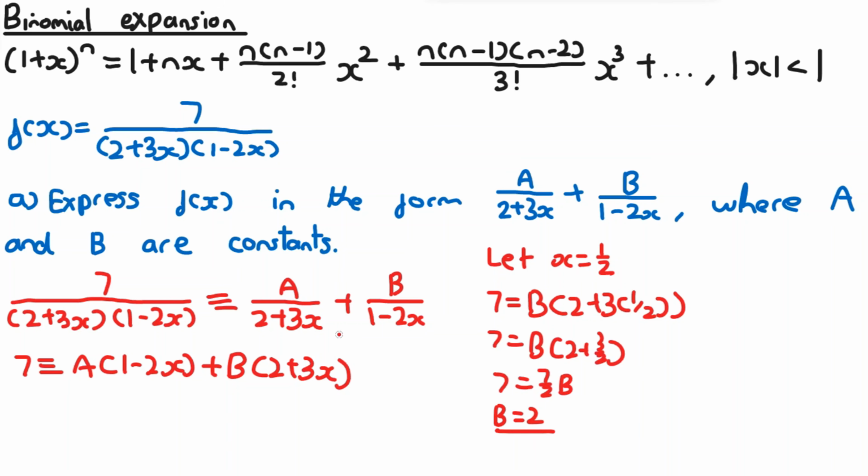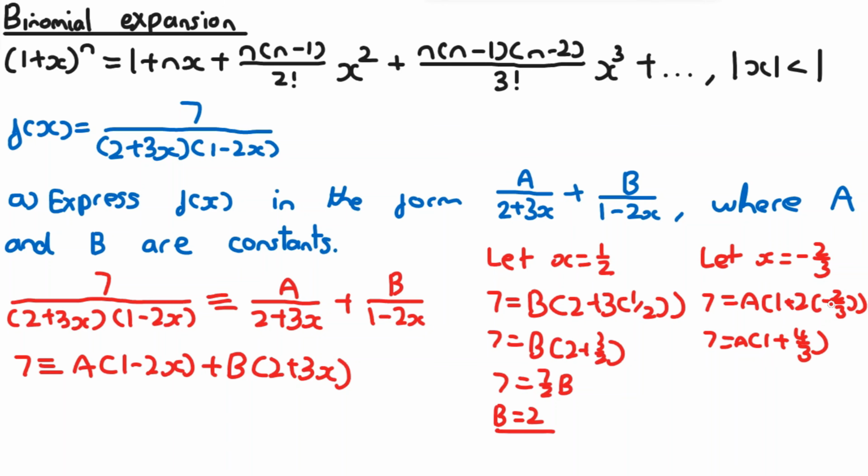So B is equal to 2, and therefore A, if we let x equal minus 2 over 3, so therefore this cancels out here, so therefore it's going to be 7 is equal to A of 1 minus 2 of minus 2 over 3, like this. So this is going to be 7 is equal to A, and then it's going to be 1 plus 4 over 3, because the two negatives cancel out, and then it's going to be 7 is equal to 7 over 3 A, and then divide both sides by 7 over 3 to get A is equal to 3. So therefore A is equal to 3 and B is equal to 2.